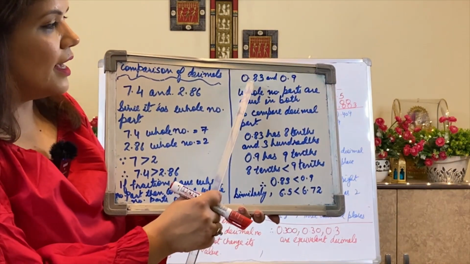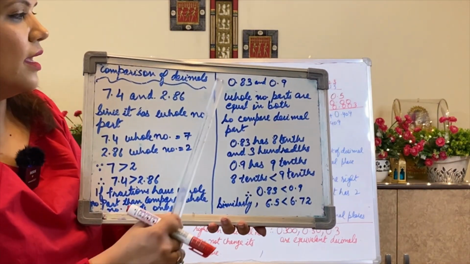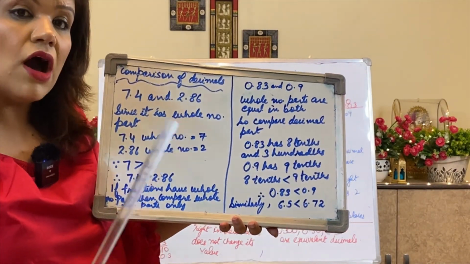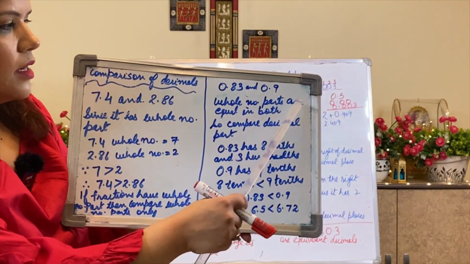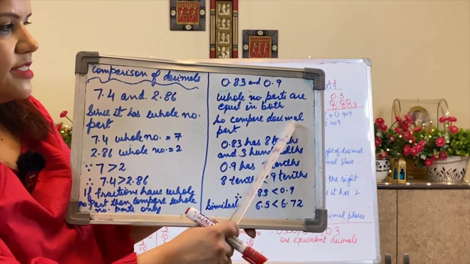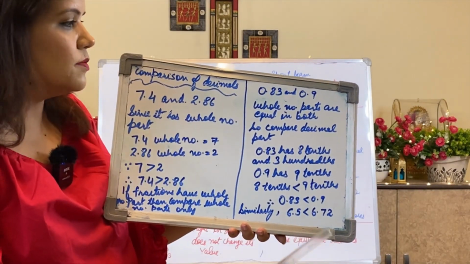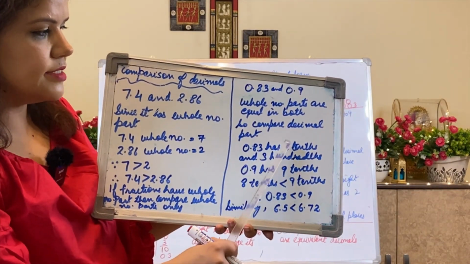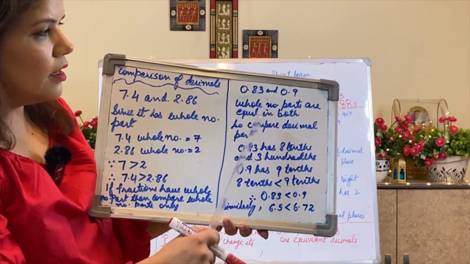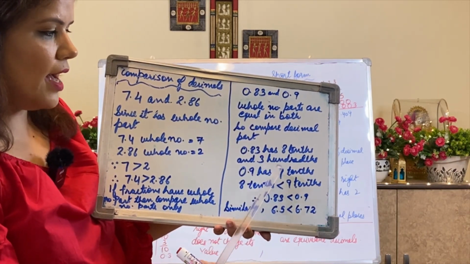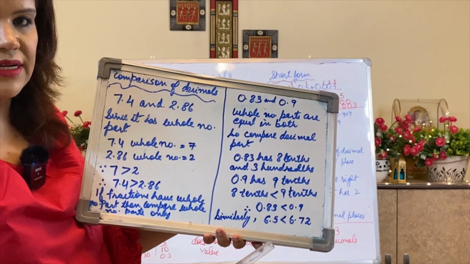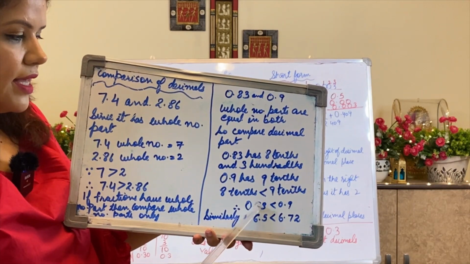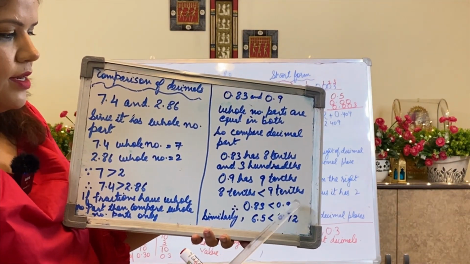Clear? But in case we have whole numbers as equal numbers, like in this case 0.83 and 0.9, whole part is 0 only in both the cases. Then how should we compare? We will compare decimal parts, since whole number parts are equal in both. What is the first number after the decimal here? It is 8, it is 9. So 0.83 has 8 tenths and 3 hundredths. 0.9 has 9 tenths. Which one is greater? 8 tenths is greater or 9 tenths is greater? 9 tenths is greater. So 0.83 will be smaller than 0.9.